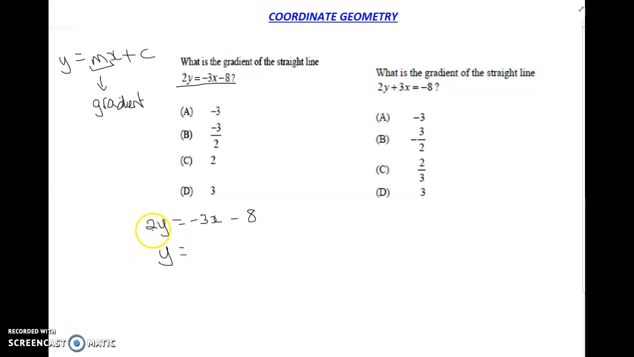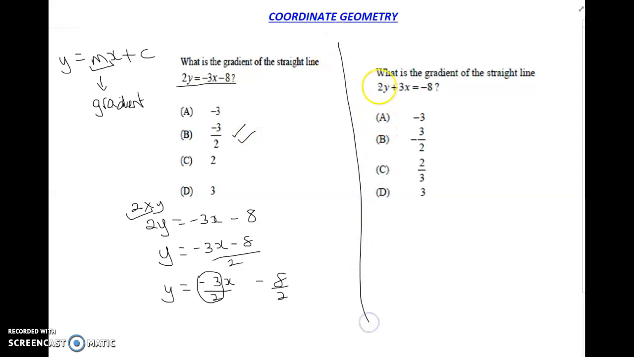Remember, when you have a letter and a number attached to each other like that, this is really 2 times y, right? So this becomes division by 2 here. So minus 3x minus 8, all divided by 2. Then we could break this up: minus 3x over 2 minus 8 over 2. Right? Now, my m is actually the number before the x, which is minus 3 over 2.